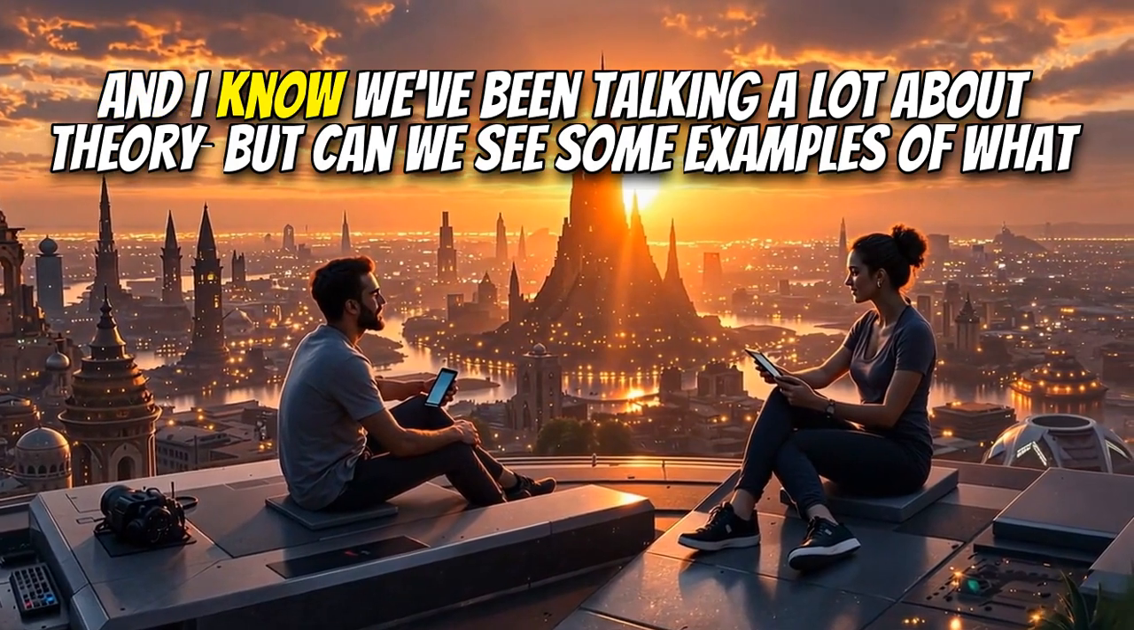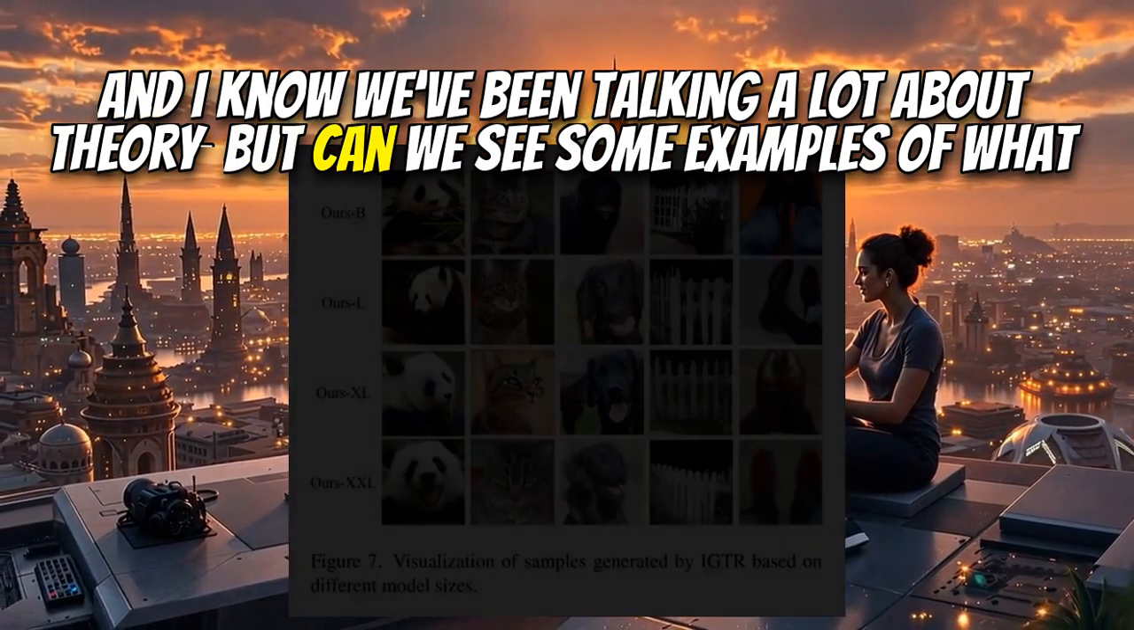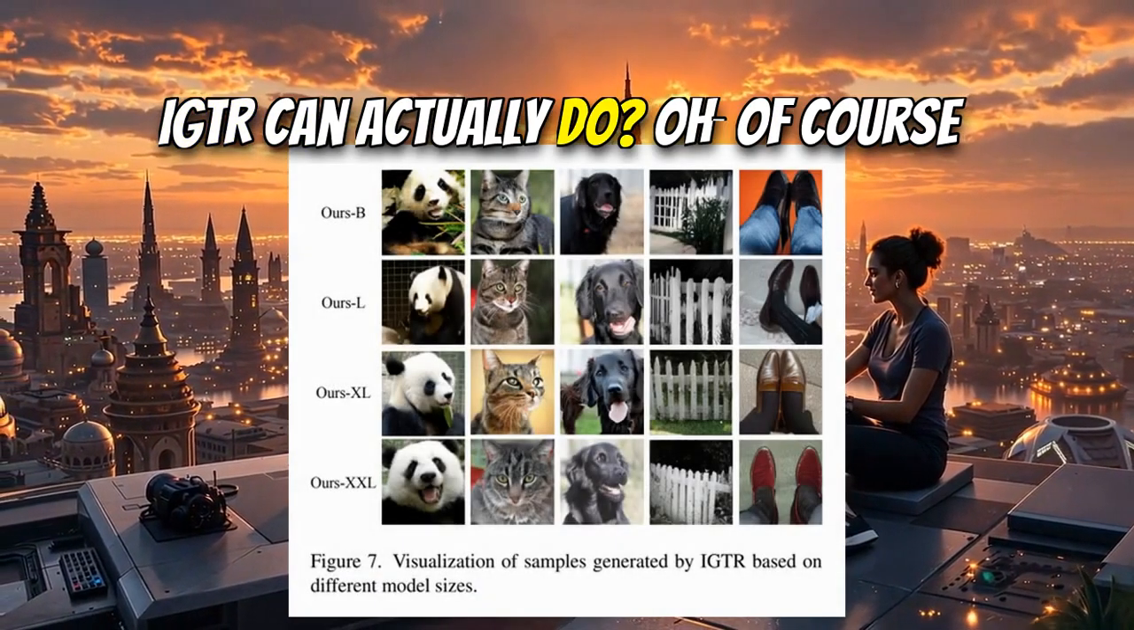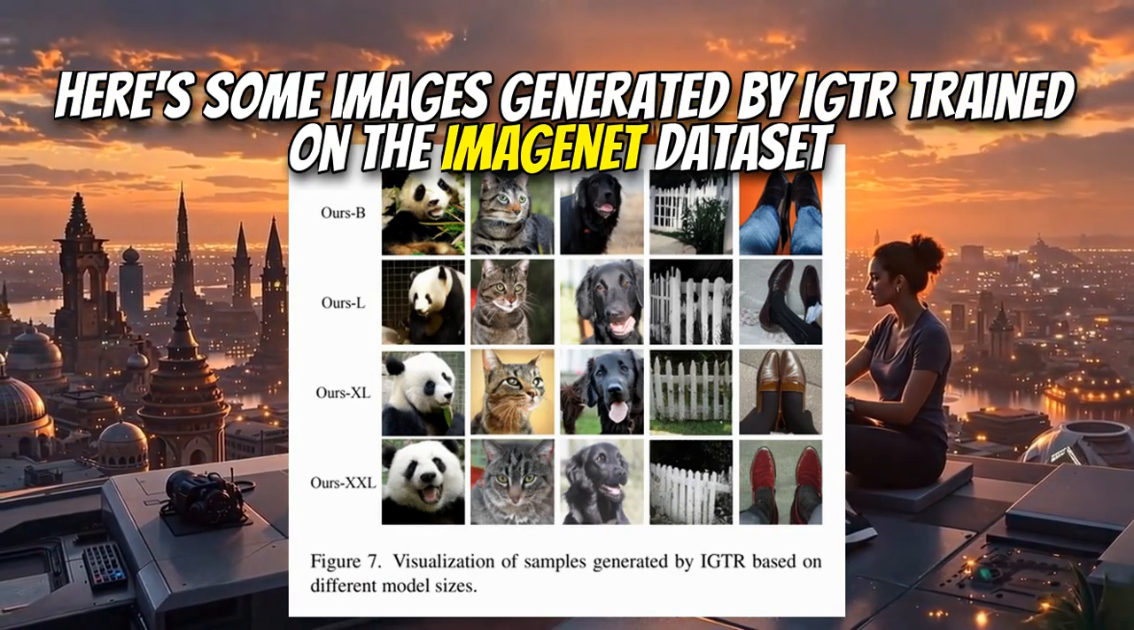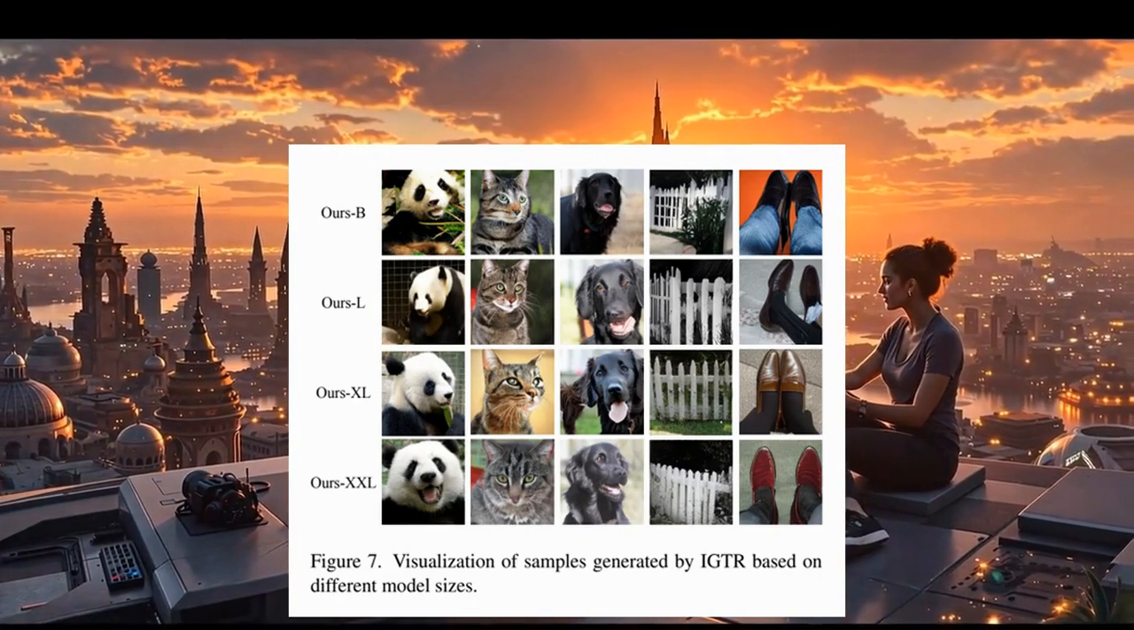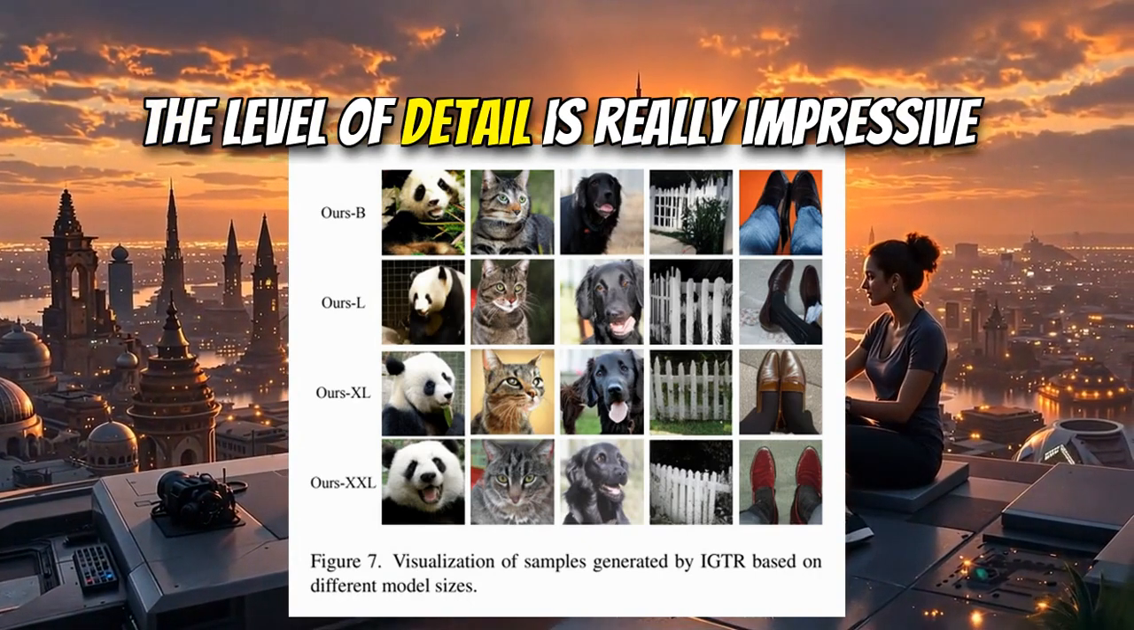Interesting. And I know we've been talking a lot about theory, but can we see some examples of what IGTR can actually do? Oh, of course. Here are some images generated by IGTR, trained on the ImageNet dataset. You can see they're pretty diverse. Wow, these are amazing. The level of detail is really impressive.